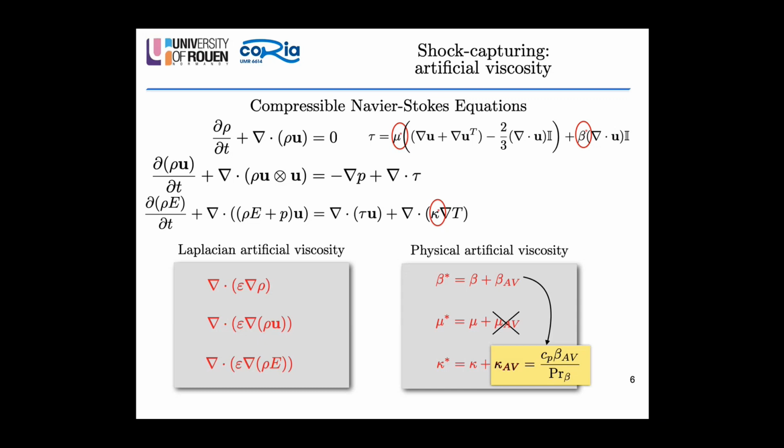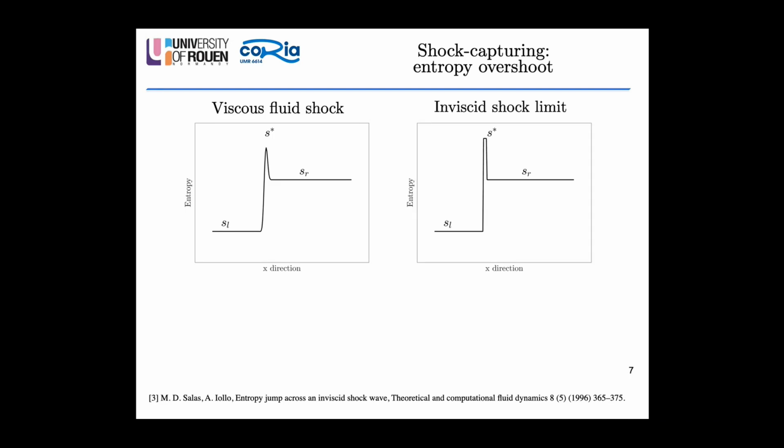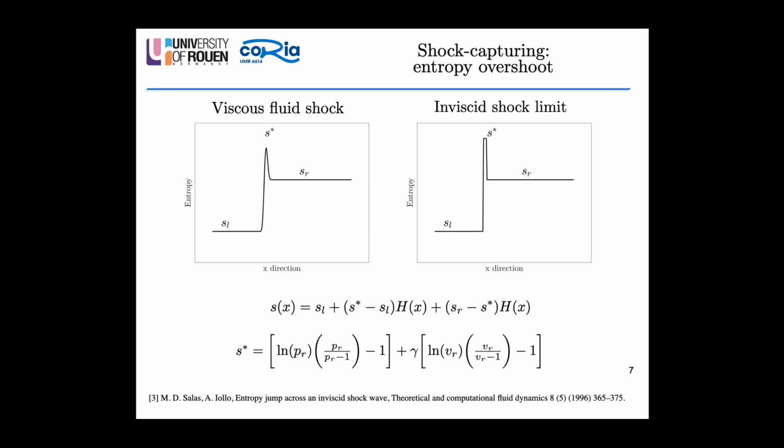And we will see that this is a key point to reduce the dissipation of the shock capturing technique. It is quite well known that the entropy profile across a viscous fluid shock is non-monotonic. There's a peak in the middle of the shock wave. It's a little bit less known that this result can be generalized also in the inviscid shock limit, where the entropy can be defined not just like a Heaviside function, like density, pressure, and all the other variables, but as a sum of Heaviside functions, where the value S star can be obtained from a closed formula directly from Euler's equations.